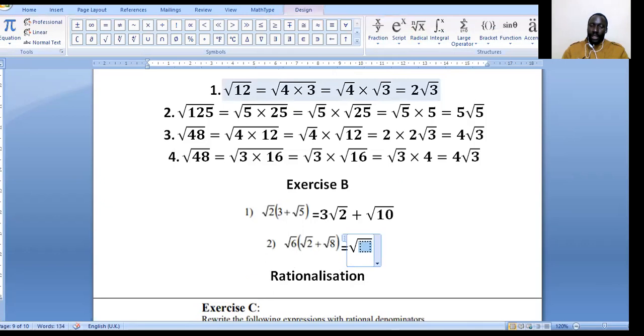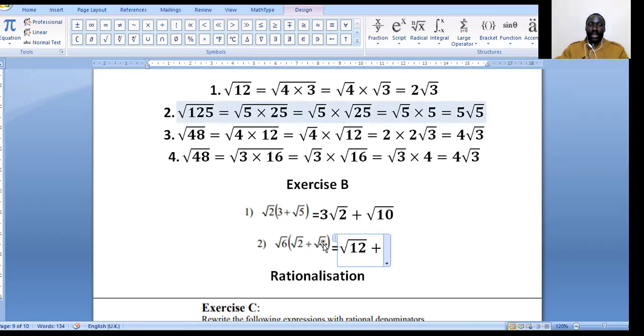So we write this as square root of 12, okay? Then we add this to what? Square root of 6 times square root of 8. Well, let's see. That's going to give us the square root of 6 times 8. What is 6 times 8? Well, with my calculator here, we have 6 times 8, giving us 48.